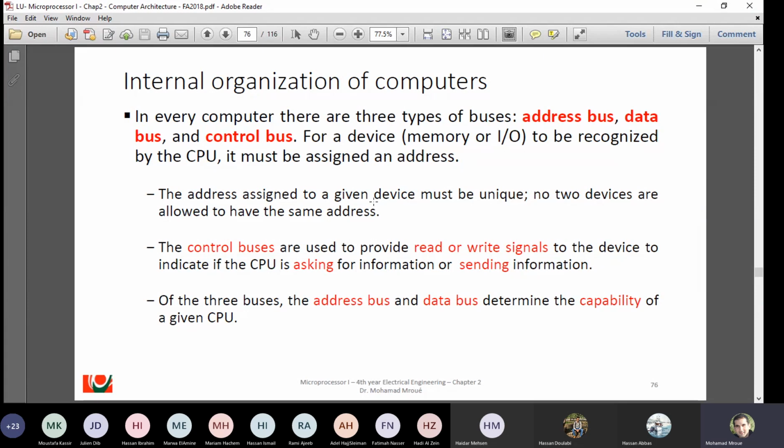So the address assigned to a given device must be unique. No 2 devices are allowed to have the same address. The control buses are used to provide read or write signals to the device to indicate if the CPU is asking for information or sending information.